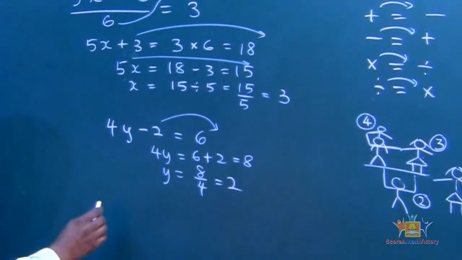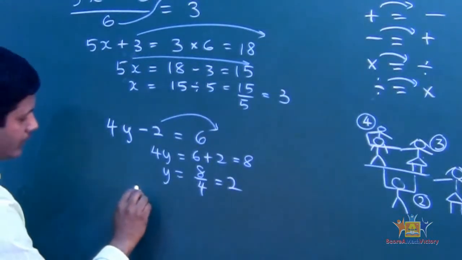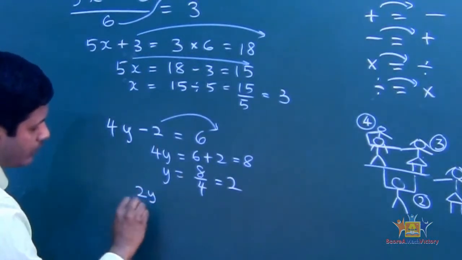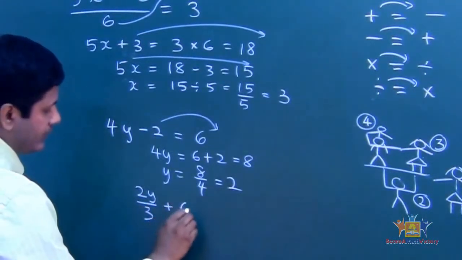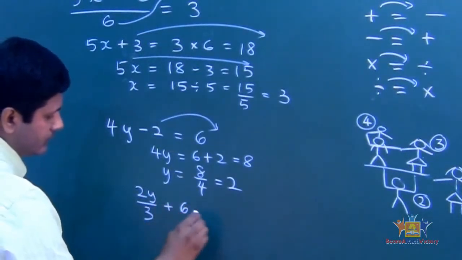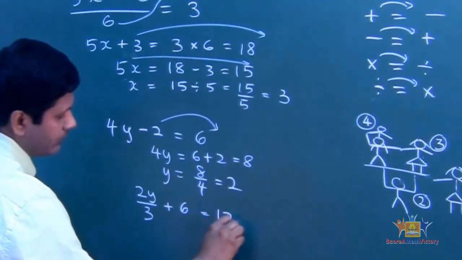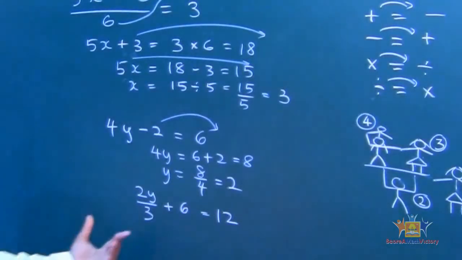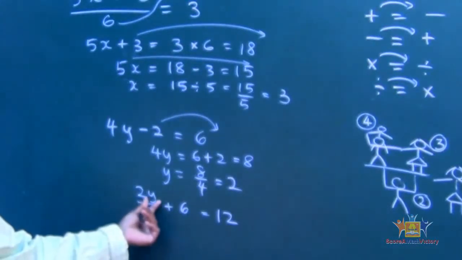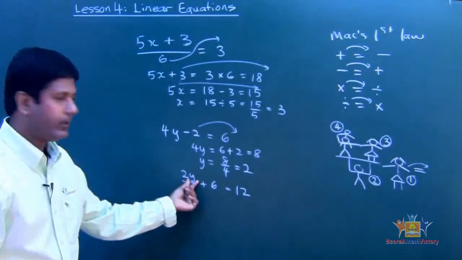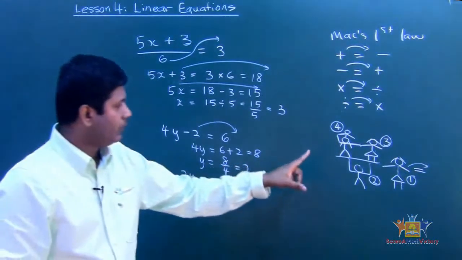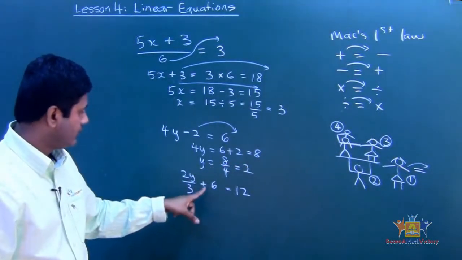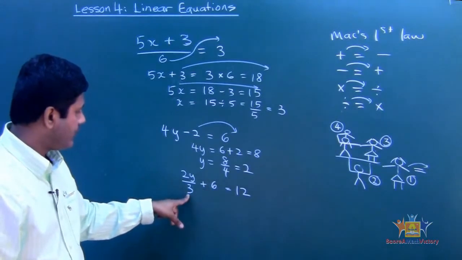Now let's say, for example, if I were to give you, let's say 2y over 3 plus, let's say 6 equals to 12. And I'm looking for what? And I say solve this. I'm looking for y. Alright? If I'm looking for y, who got to go first? Plus 6 or divide 3 or multiply?